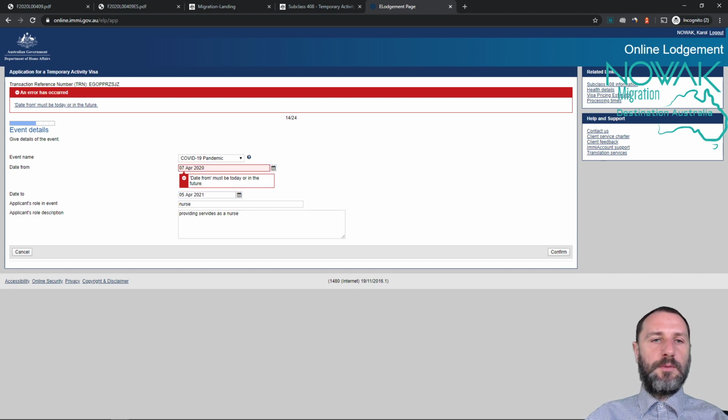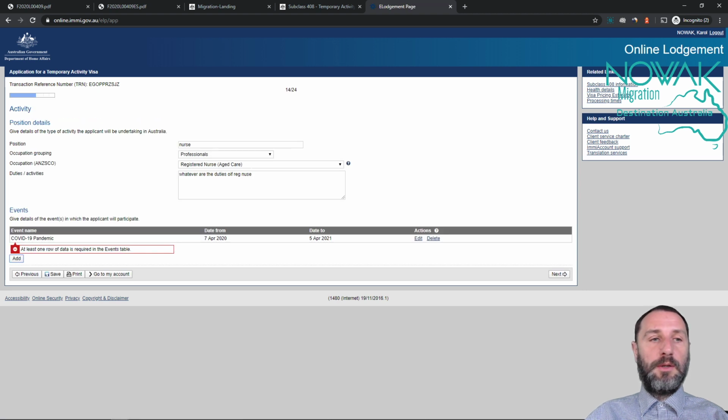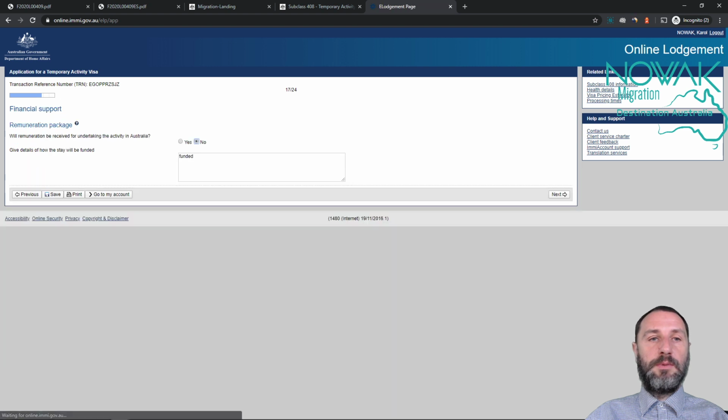Confirm. So if nurse, childcare seems to be obvious, but if you will be working in the company which is producing the face masks, it might not be obvious, but it seems to be related to fighting the pandemic. So provide the information over here, so the case officer will be satisfied that you are doing something related with COVID.